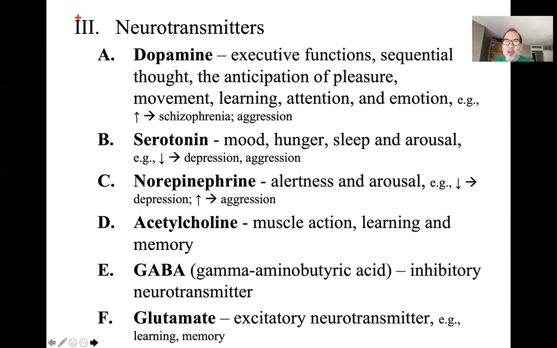Acetylcholine is involved in muscle action and gross motor functioning. Think of running, walking, writing. Acetylcholine is implicated, as well as in learning and memory. Now, GABA is an inhibitory neurotransmitter, involved in inhibiting certain actions, motor actions, and so on. And glutamate is an excitatory neurotransmitter involved in learning processes and memory.